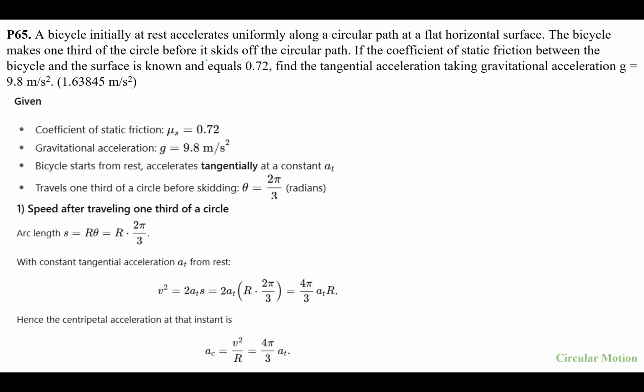So that is another important natural language. If the coefficient of static friction between the bicycle and the surface is known and equals this number, find the tangential acceleration, taking gravitational acceleration as this one. So what we are going to be concerned with is that we have to think about two things.